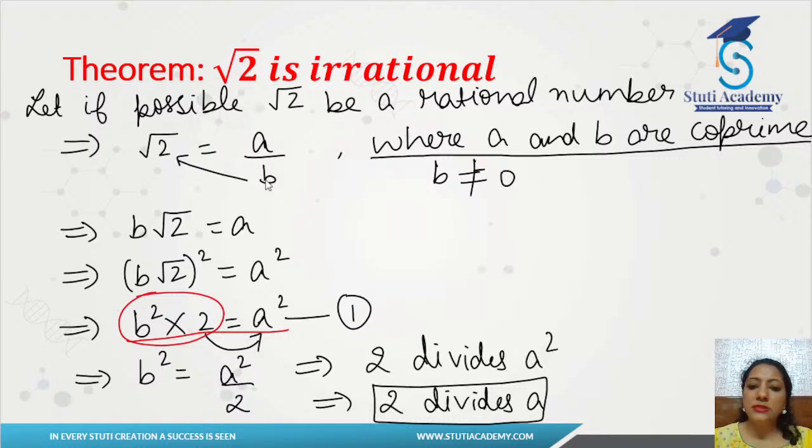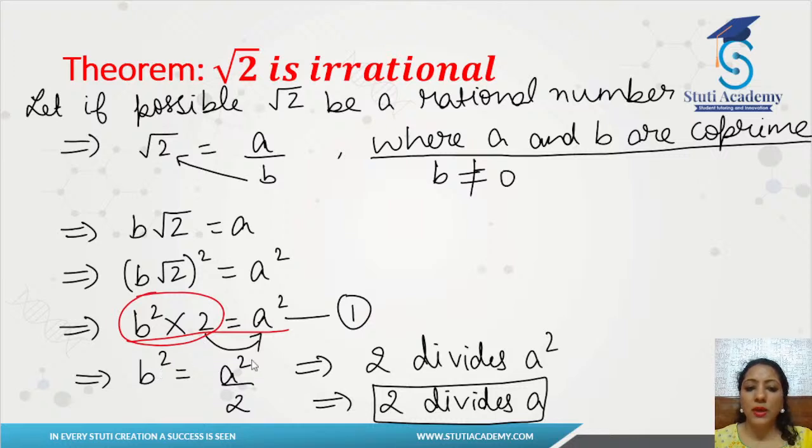In the next step, we'll take b on the other side and multiply by root 2. So we'll get b root 2 is equal to a. Now we are going to take squares on both the sides. So we'll get b root 2 square equal to a square. This b square we are going to write here, and root 2 square will become 2. A square I've copied as it is. In the next step, we've taken 2 on the other side.